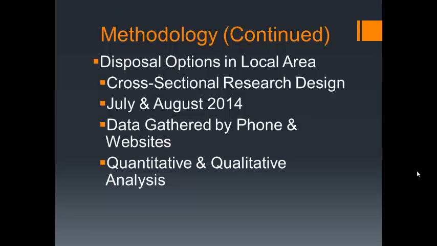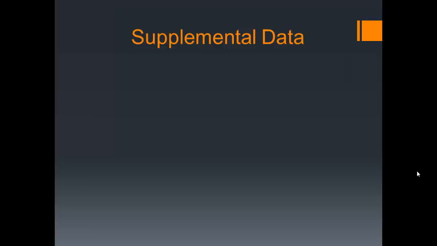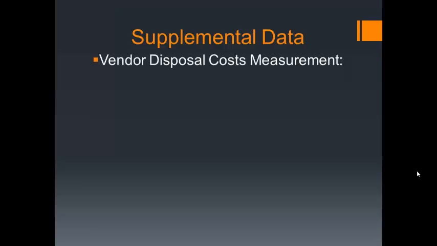This also required quantitative and qualitative analysis: quantitative as in pricing information, and qualitative analysis based on certifications or other information found on their websites or from speaking with the representatives. There were a total of 4 vendors analyzed in this research project. After collecting the primary data, it was determined that there was a use for supplemental data, because in the vendor disposal cost measurement, not all vendors measure their disposal costs in the same way.